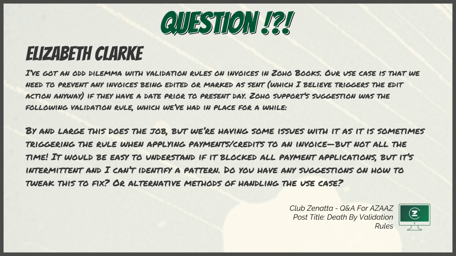that she had created. By and large, this does the job, but we're having some issues with it as it sometimes triggers the following rule when applying payments and credits to an invoice, but not all the time. It would be easy to understand if it blocked all payment applications, but it's intermittent and I can't identify a pattern. Do you have any suggestions on how to tweak this to fix, or alternative methods of handling the use case?